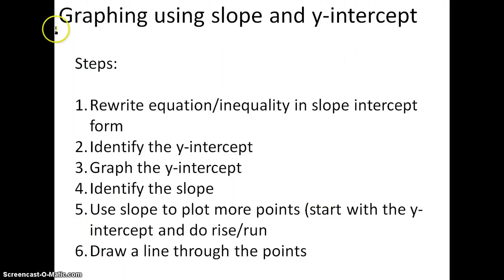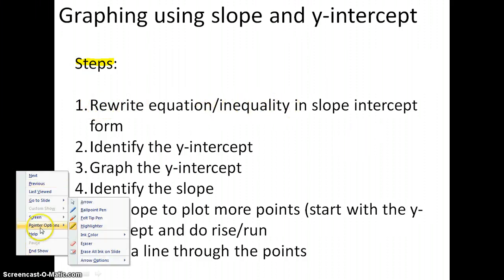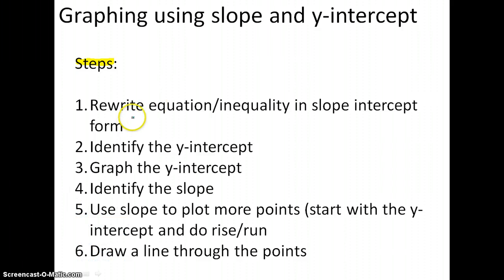Now let's look at graphing using slope and y-intercept. There are 6 steps. Step 1, rewrite the equation or inequality in slope-intercept form. What is slope-intercept form again? You are right, it is y equals mx plus b. If it is not written in slope-intercept form, you're going to rewrite it.